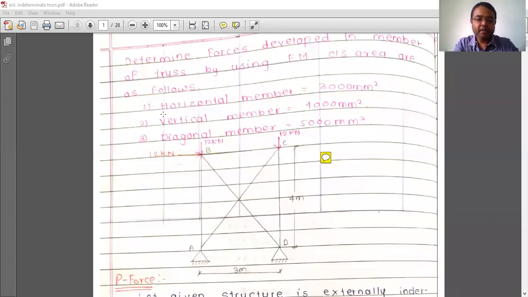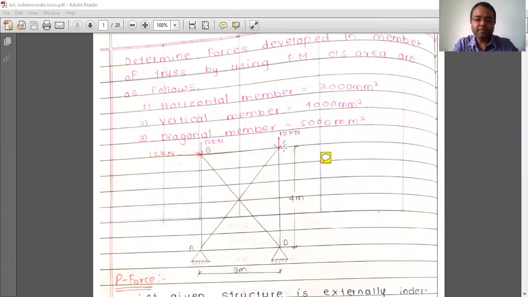Here, note which are the horizontal members, which are the vertical members and which are the diagonal members. All these three types of members have different cross-section areas. On this given truss, three point loads are there. At point B, 12 Newton and 12 Newton, vertical and horizontal. And at joint C, another 12 Newton force is there.